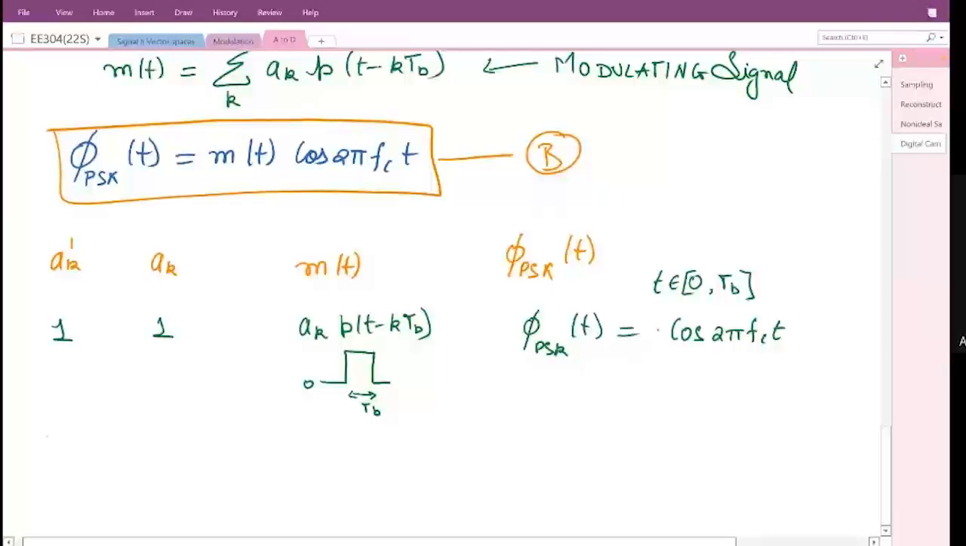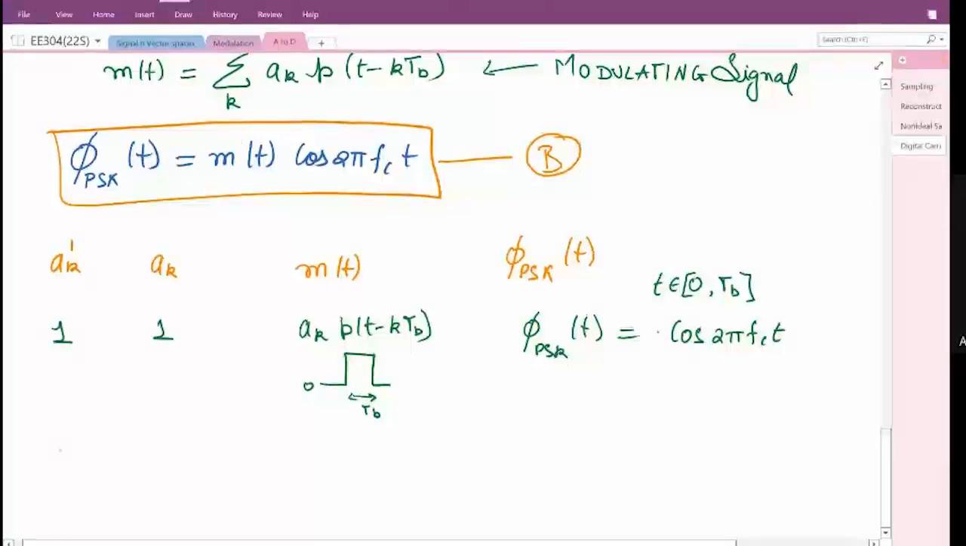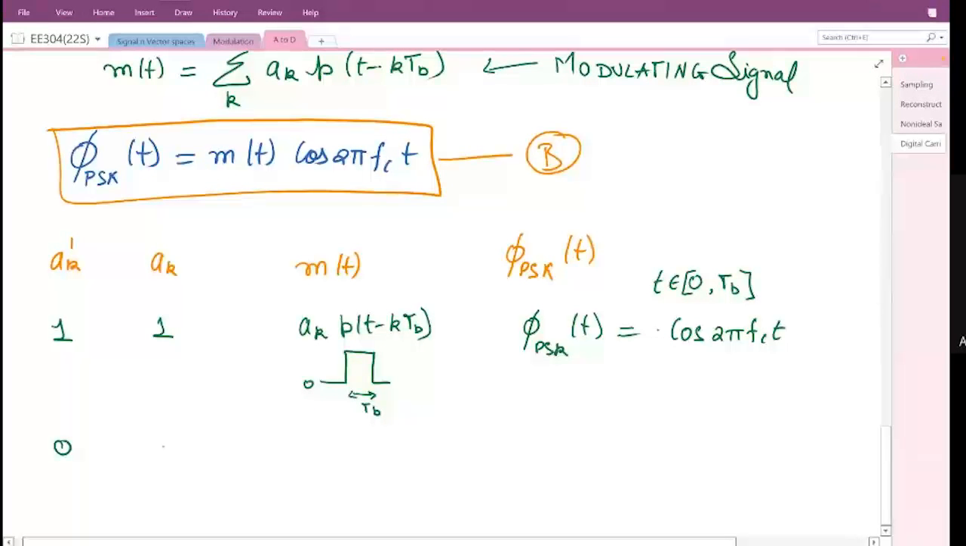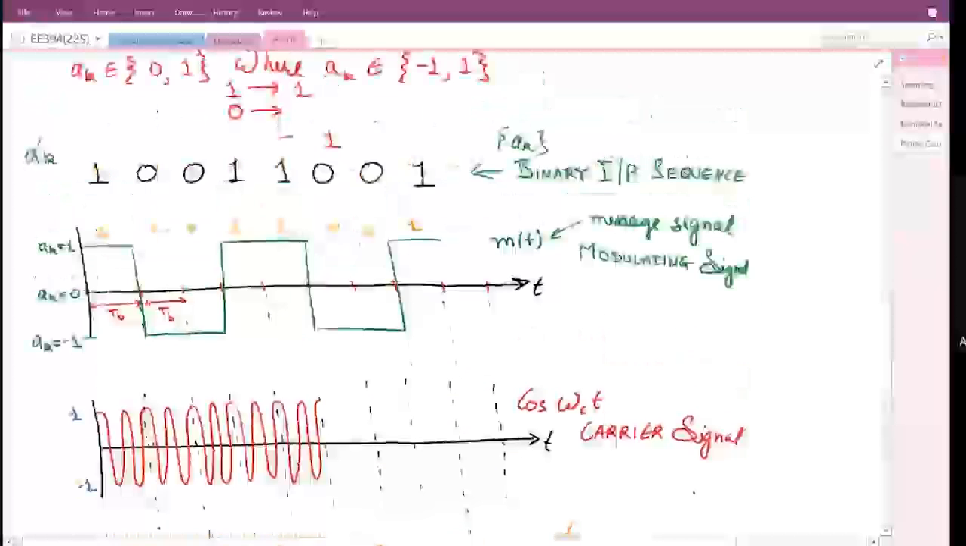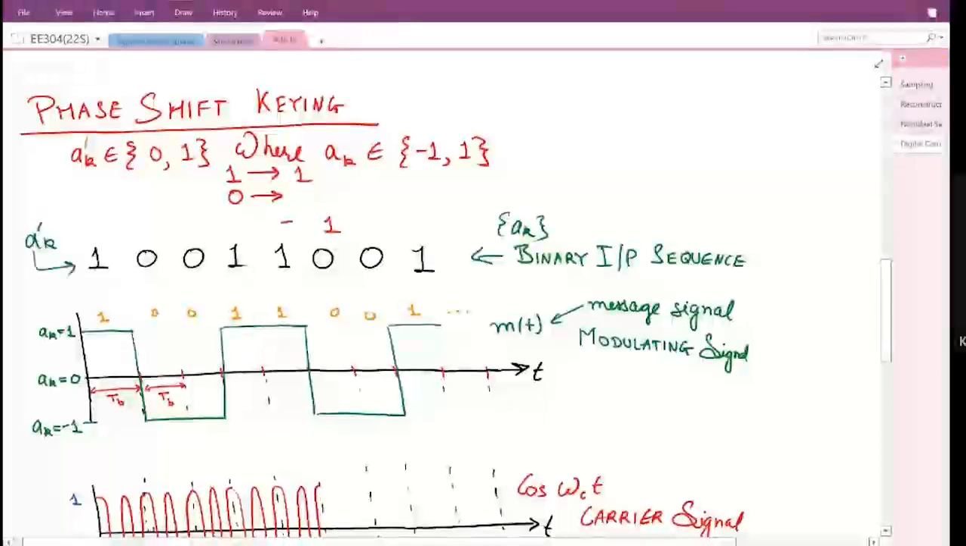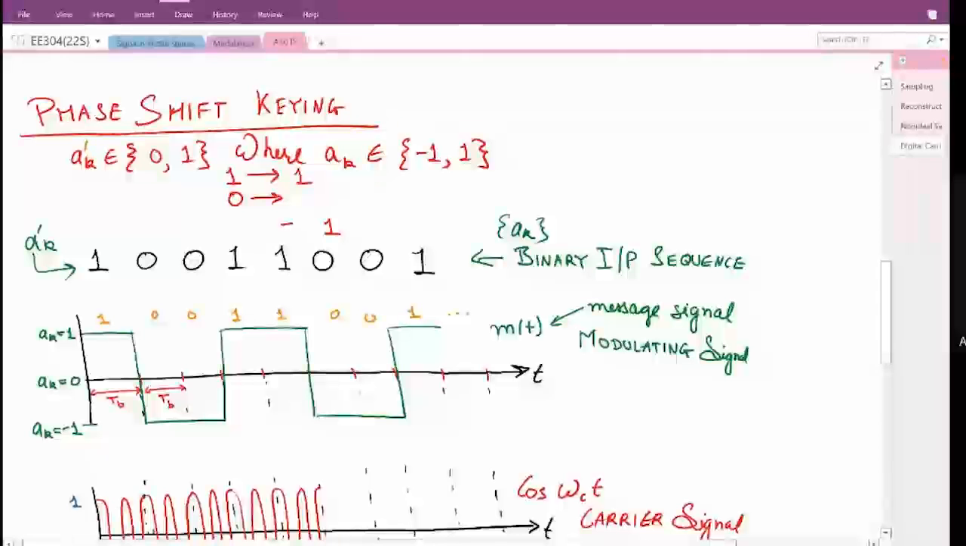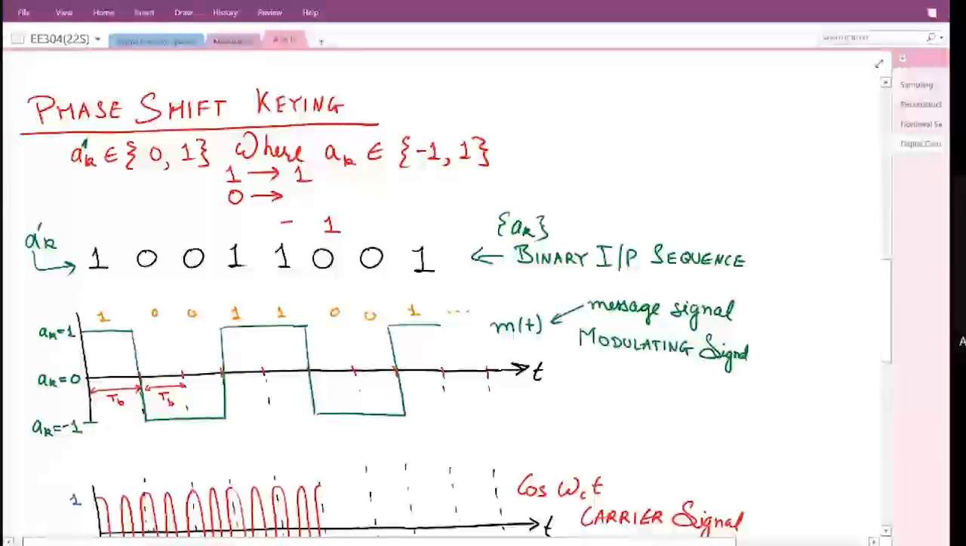So similarly, if this is 0, if AK prime is 0, what will be AK? So AK prime will be minus 1, sir. No, no, no. We have said that the original bit sequence is AK prime. Okay, from there we have obtained MT, so AK prime is 0 and 1, and then AK is equal to plus 1 and minus 1. Sir, AK should be 0 and 1. Yeah, I have just changed the notation.